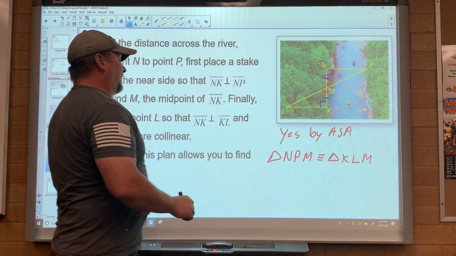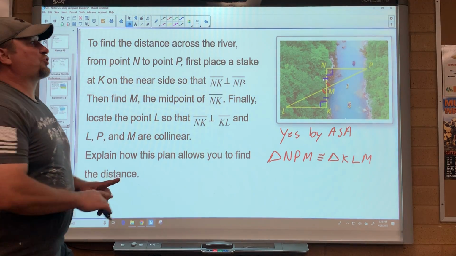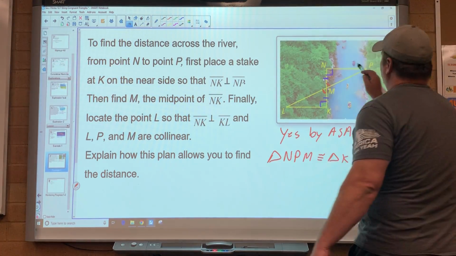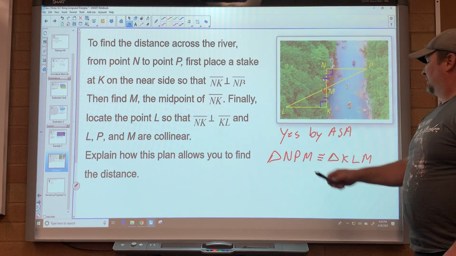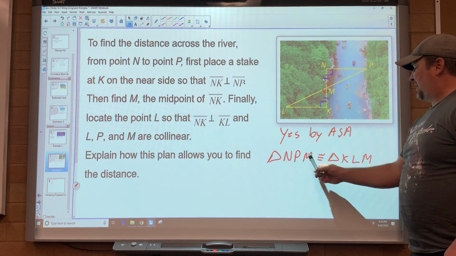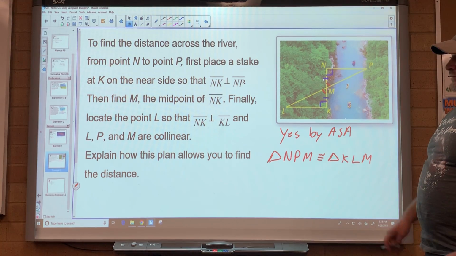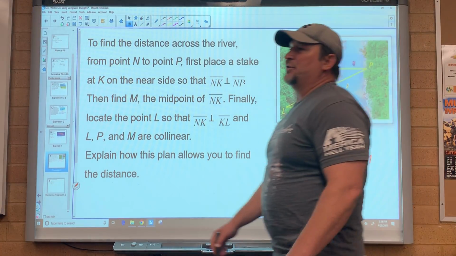Now, what did they want us to find? They wanted us to find the distance across the river. So that was N to P. So N to P better match K to L. And it does. N to P matched K to L. And so we've got it. And that would be how you found the distance.